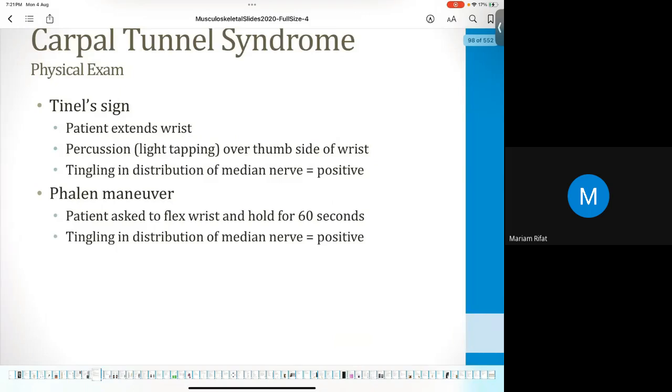So there are two signs which we use, physical examination, which we use for carpal tunnel syndrome in order to diagnose or in order to confirm whether we have carpal tunnel syndrome or not. The first one is Tinel sign, the other one is Phelan sign. So what's the Tinel sign?